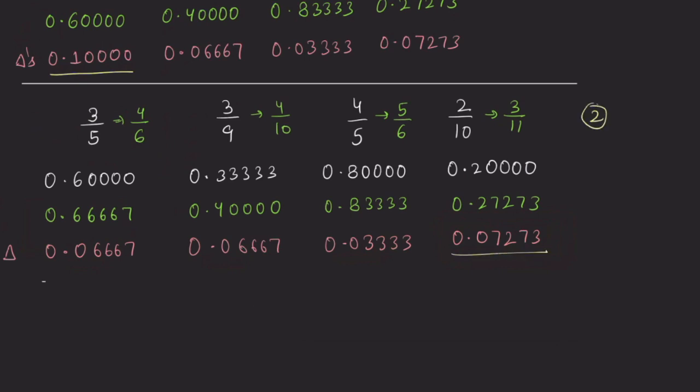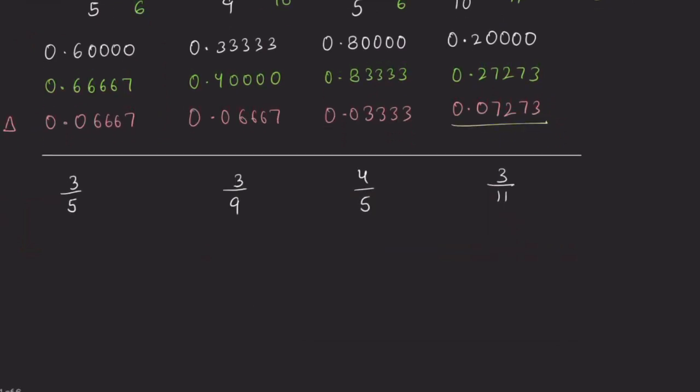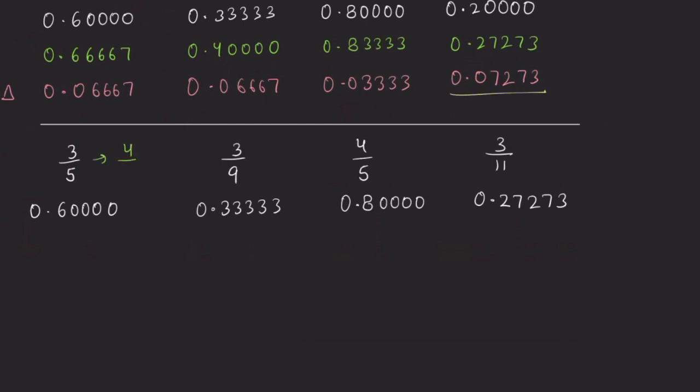So now for the next student, the values will be 3 by 5, 3 by 9, 4 by 5 and 3 by 11, right? Again, let's find out the pass ratio. So 3 by 5 will be 0.60000, 3 by 9 will be 0.33333, 4 by 5 will be 0.80000 and 3 by 11 will be 0.27273, right? Then if we try to add it in all of these, this will become 4 by 6, this will be 4 by 10, this will be 5 by 6 and this will be 4 by 12.